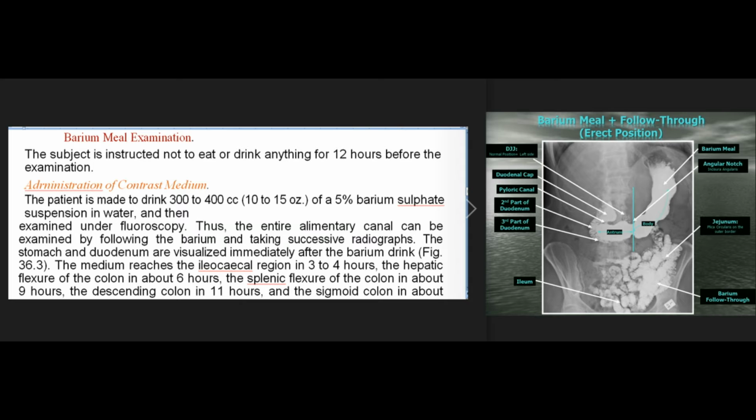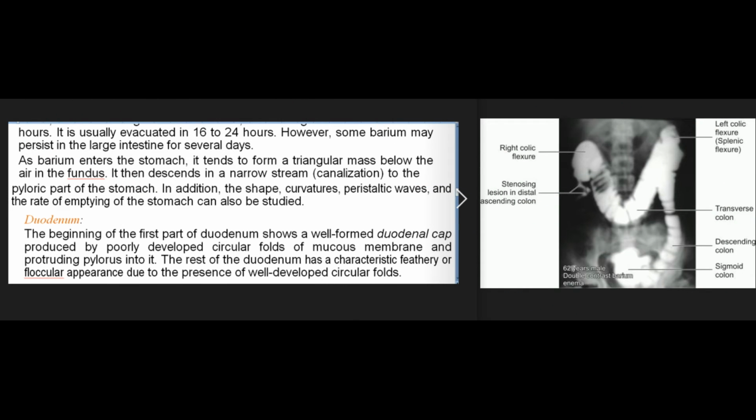The medium reaches the ileocecal region in 3 to 4 hours, the hepatic flexure of the colon in about 6 hours, the splenic flexure of the colon in about 9 hours, the descending colon in 11 hours, and the sigmoid colon in about 16 hours. It is usually evacuated in 16 to 24 hours. However, some barium may persist in the large intestine for several days.